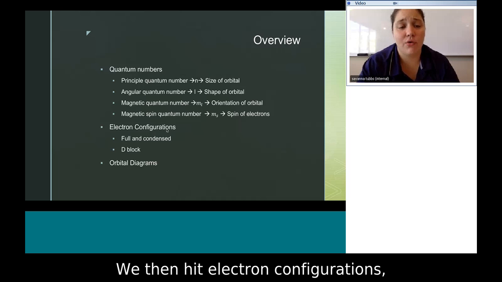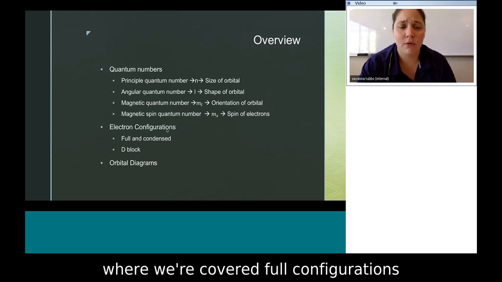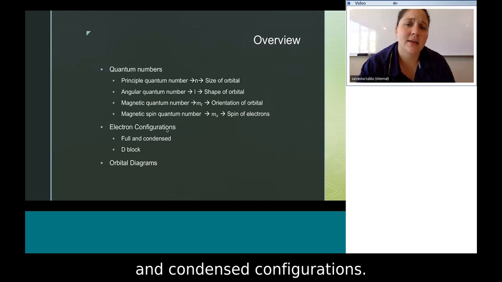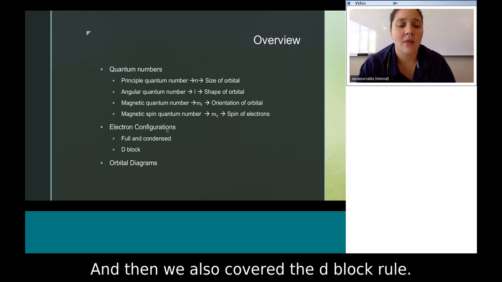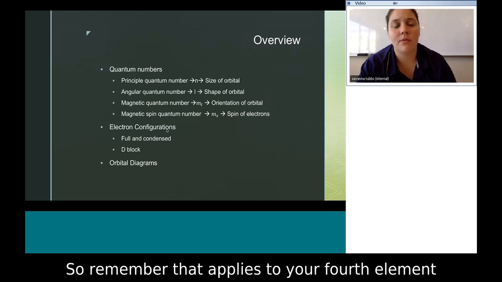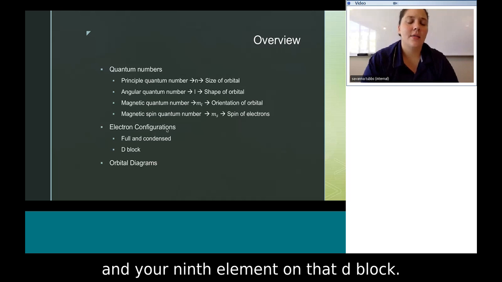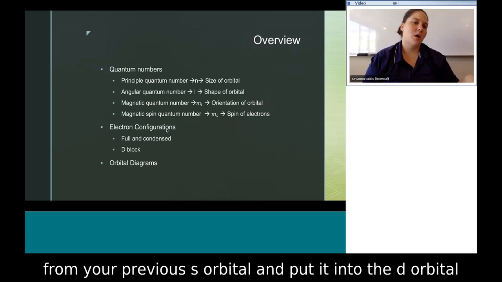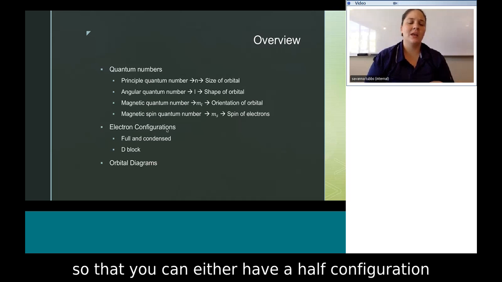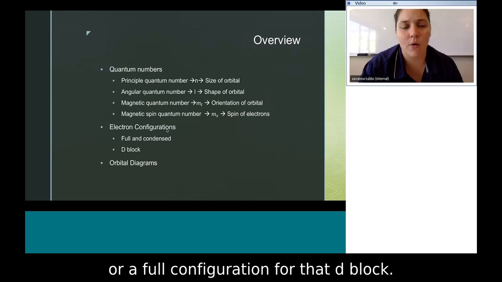We then hit electron configurations, where we covered full configurations and condensed configurations. And then we also covered the d block rule. So remember that applies to your 4th element and your 9th element on that d block. And you're going to pull an electron from your previous s orbital and put it into the d orbital so it can either have a half configuration or a full configuration for that d block.